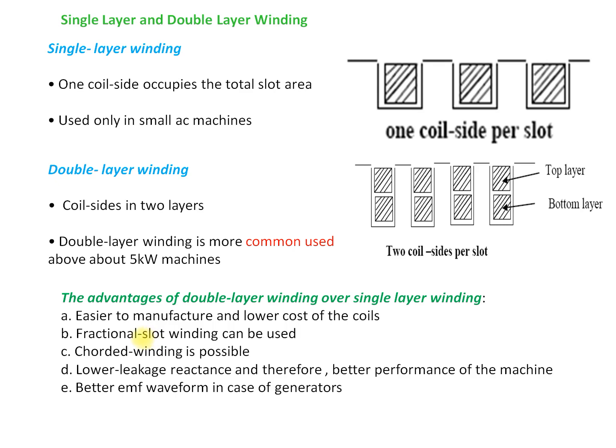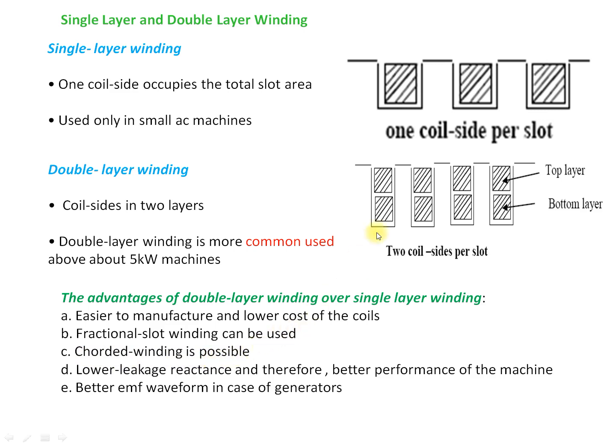Moreover, whenever we are going for a design, the slots per pole per phase is a particular ratio which is usually a whole number. If it is a fractional number, then that is called fractional slot winding, and this can be used in the double layer winding structures. So the next is that chorded windings are also possible.